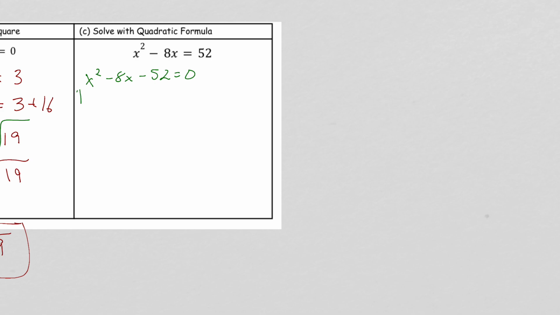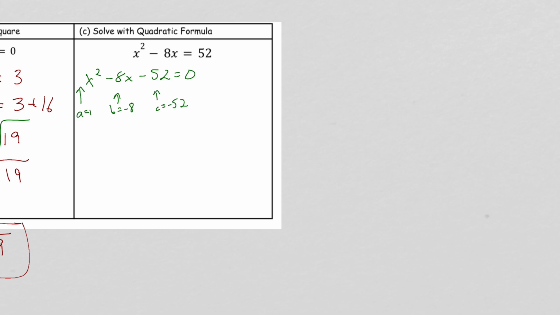So from here, I want to identify A, B, and C. A is equal to 1. If I had a 7 there, then A would be equal to 7. B is equal to negative 8. And C is equal to negative 52.